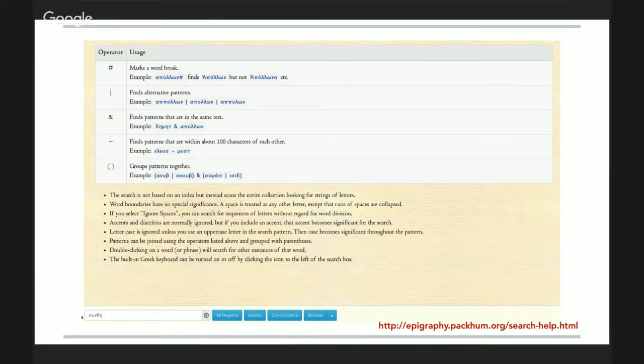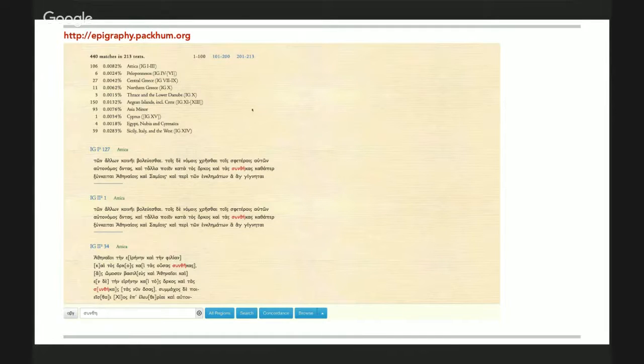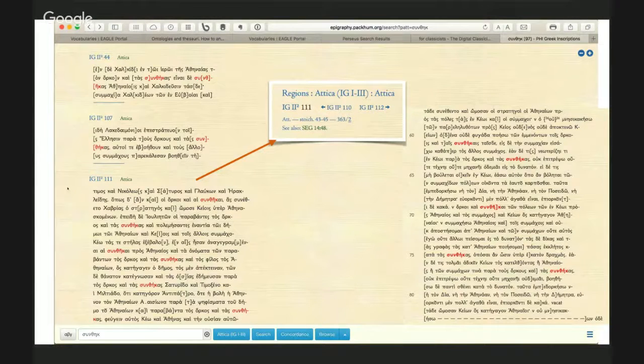So until now, we still have to use the PHI database, and we can search for synthek-. You just write in the box at the bottom, click on search, and you will have an answer showing that in many inscriptions, in all regions of ancient Greece, you have 440 matches in 2,213 texts with the word syntekas. And here you can go closer to another example and read one example of syntekai of the 4th century BC in Attica.